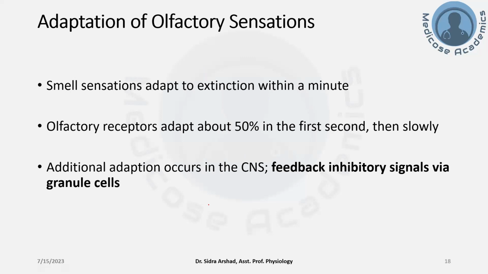One of those mechanisms involves the granule cells: when the smell sensations are being perceived, the feedback inhibitory signals pass via granule cells where they inhibit the mitral and tufted cells. This is the mechanism of adaptation of olfactory sensation, which involves the receptor itself along with the adaptation which occurs in the CNS.